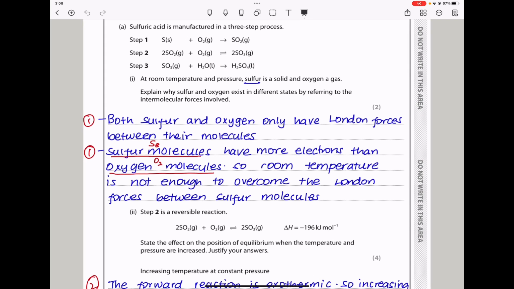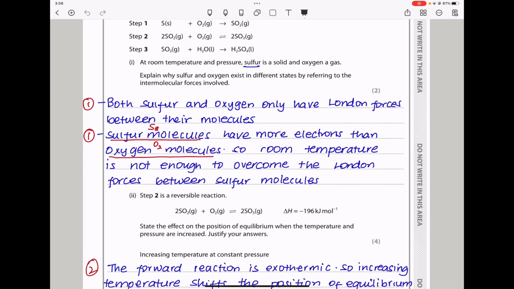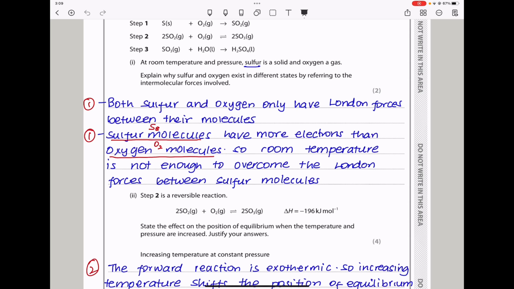They say at room temperature and pressure, sulfur is a solid and oxygen a gas. Explain why sulfur and oxygen exist in different states by referring to the intermolecular forces involved. We know both sulfur as well as oxygen have London forces. However, at room temperature and pressure, sulfur has stronger London forces in comparison to those found in oxygen.